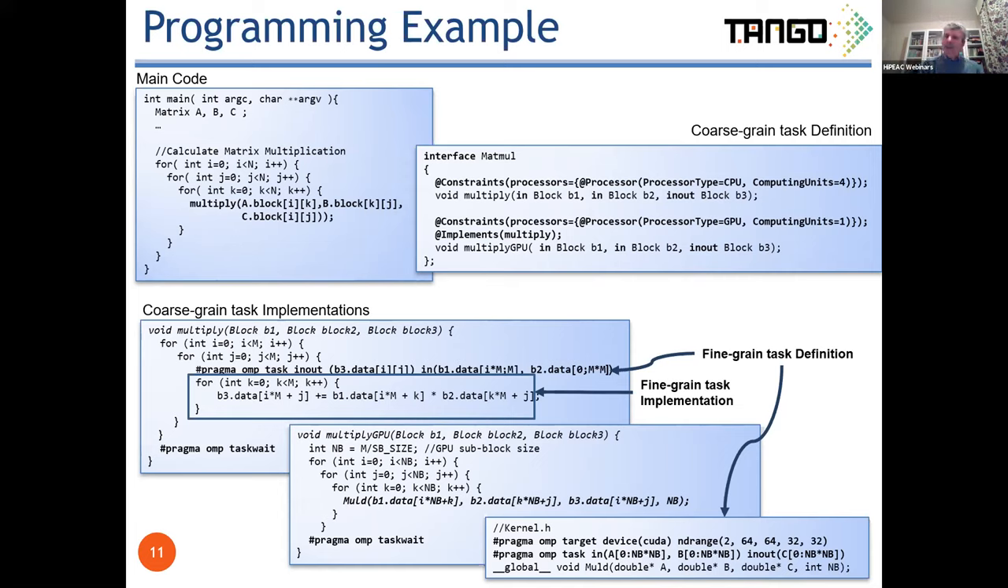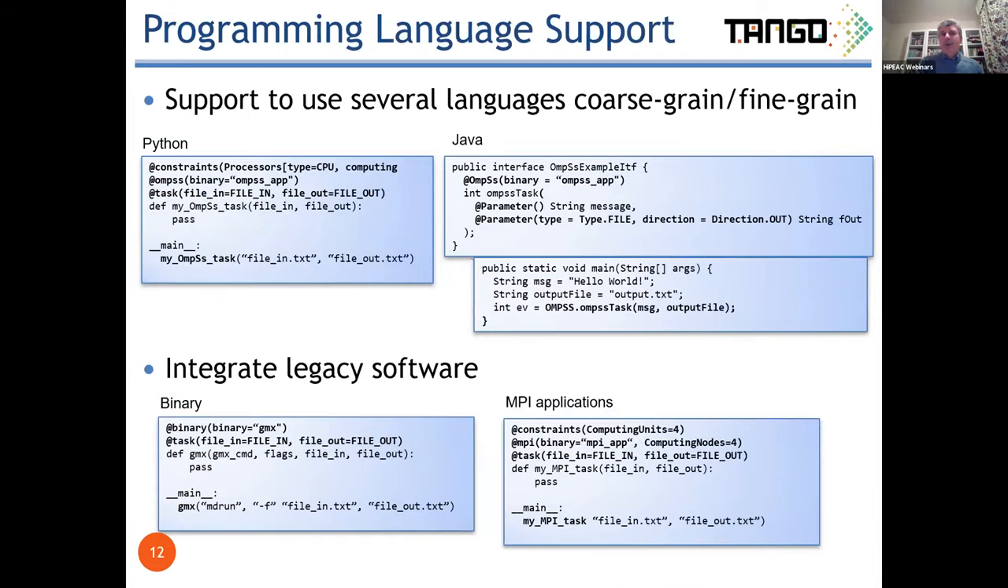So let's leave these code annotations and constraints and pragmas again to the programming model to deal with. So you will of course have the support of several languages from COMPSs at the coarse grain as well as the fine grain task and their versions. Again, examples of Python, Java, and certainly MPI applications for HPC. And more importantly, the legacy software. You can take any legacy software as long as you have a binary of that legacy software and then be able to support it through the programming model.